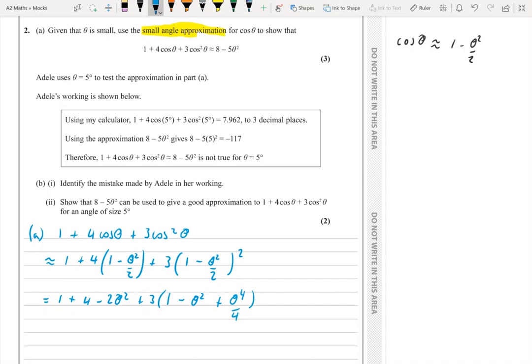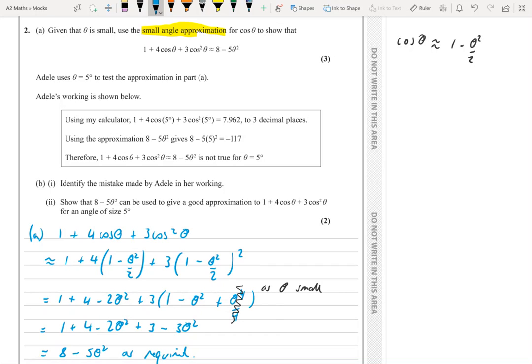Now because theta is small, theta to the power 4 over 4, we can neglect that, we can ignore that as theta is small. Bigger and bigger powers of theta make smaller and smaller numbers. Okay, and we're only aiming for a quadratic approximation. So let's look at that. We've got 1 plus 4 minus 2 theta squared plus 3 times 1 minus theta squared, which is 3 minus 3 theta squared. 1 plus 4 plus 3 is 8, minus 5 theta squared as required. Okay, so we've achieved the show that in part A.